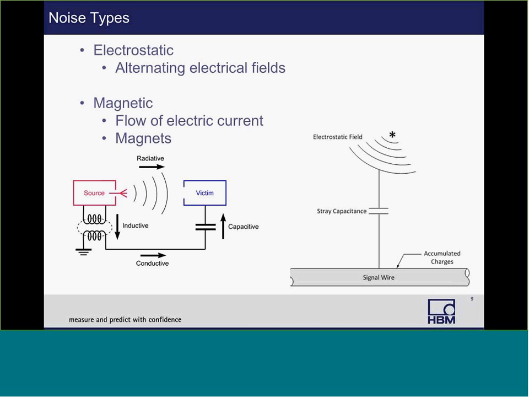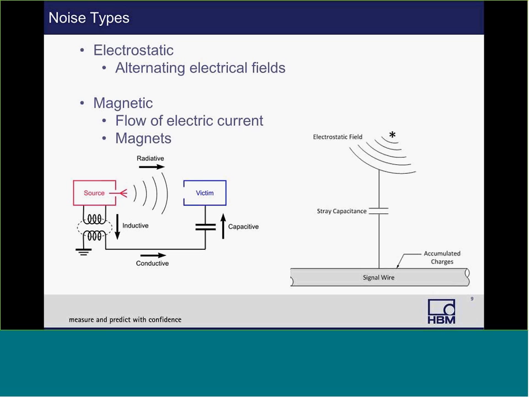If we want to summarize quickly, basically we say electrical noise can be categorized into two main types. First being electrostatic, and the second being magnetic. Electrostatic would be alternating electric field, so you're going to have your main power lines, and just real AC power lines. Magnetic can be a flow of electric current, or it could just be magnets. If you think of an electric motor, it's going to have current and magnetism.